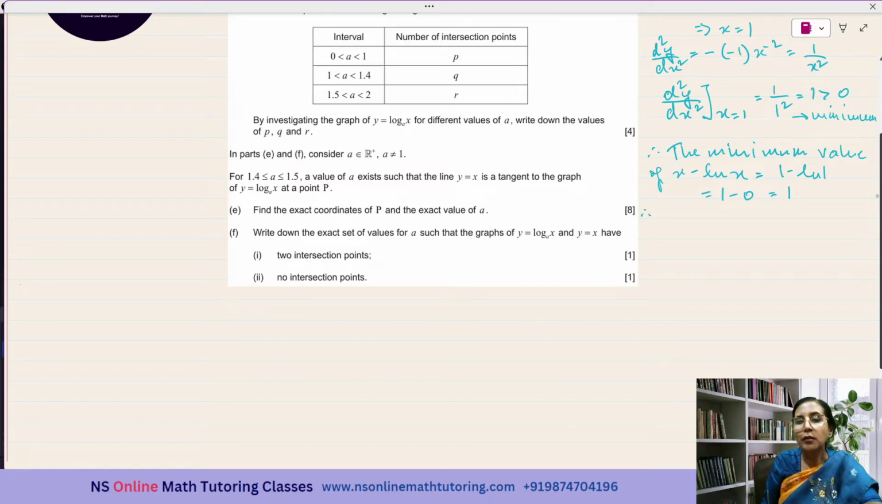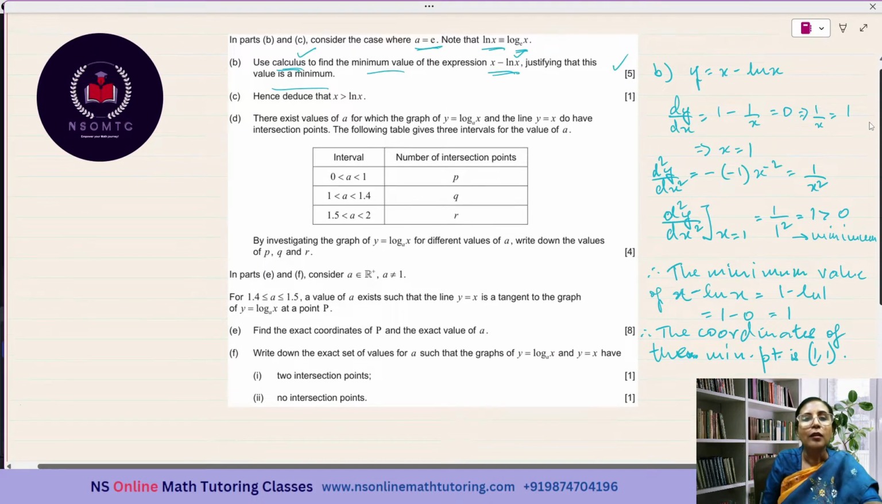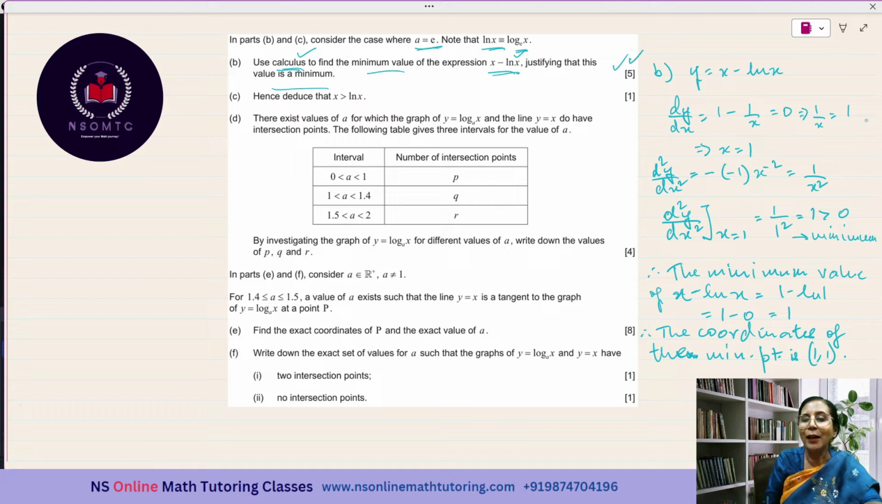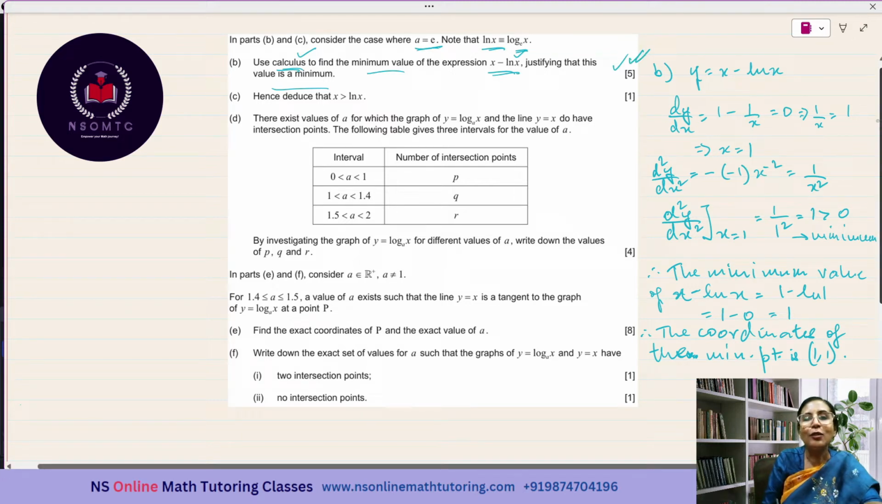Therefore, the coordinates of the minimum point, although it is not asked, you may write it. The minimum point is 1 comma 1. x equals 1 and this is the y expression, x minus ln of x, which is also equal to 1. So the coordinates of the minimum point have to be 1 comma 1. So we have given the answer and we have got 5 marks. Use calculus to find the minimum value of this expression, justifying that this value is a minimum. We have justified that using the second derivative.